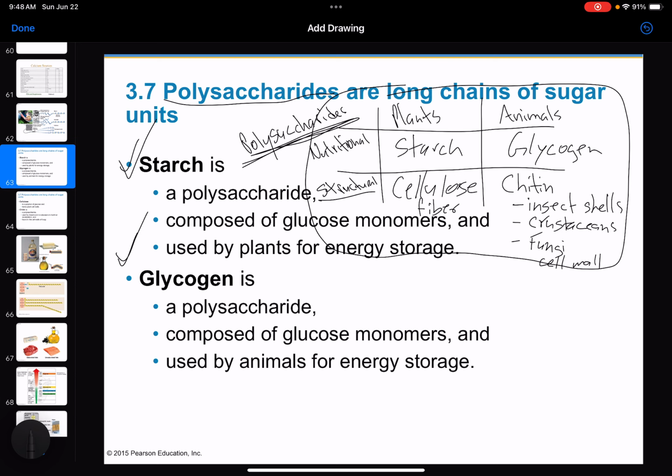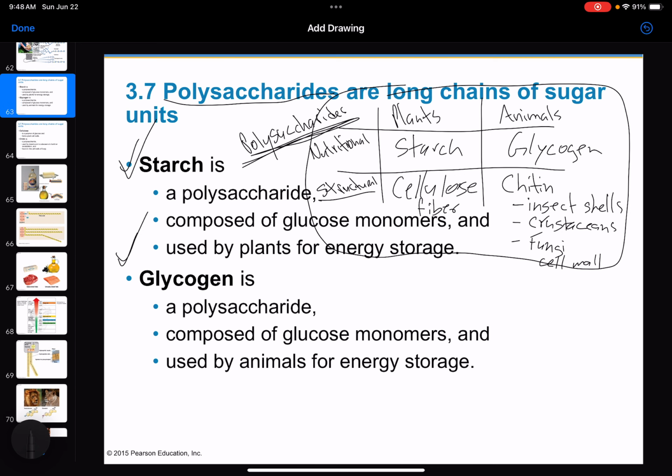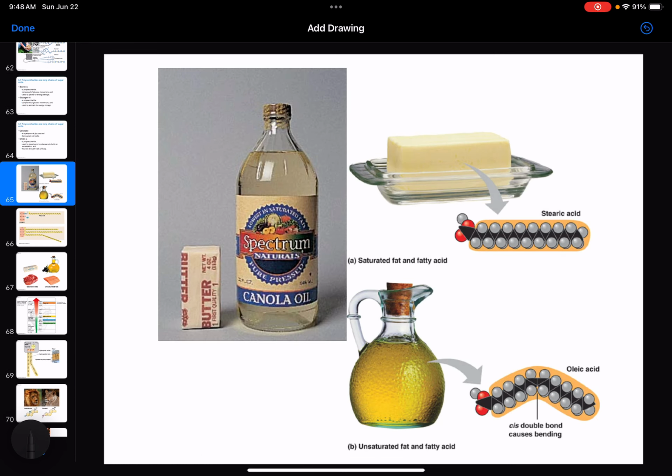Okay, so we've covered the carbohydrates. Let's move on now to lipids. All right, so lipids are long-term stored energy, right? Our bodies are sort of designed to store energy long-term in the form of lipids. The more lipids you have, the more potential energy you have. That's not a bad thing, right?